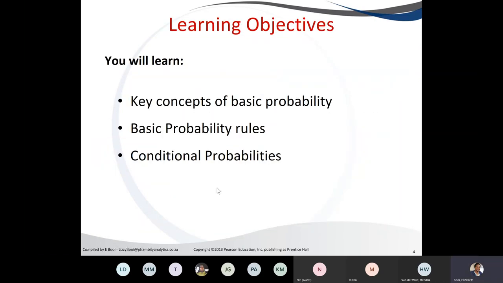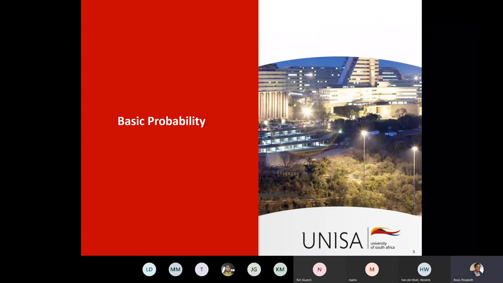So by the end of today, you should be able to know and understand the basic concepts of basic probabilities. You should be able to understand how to calculate the basic probabilities and how to apply the rules of basic probabilities. You should be able to answer questions relating to conditional probabilities, or a probability given that another event has happened. So let's start with the key concepts.